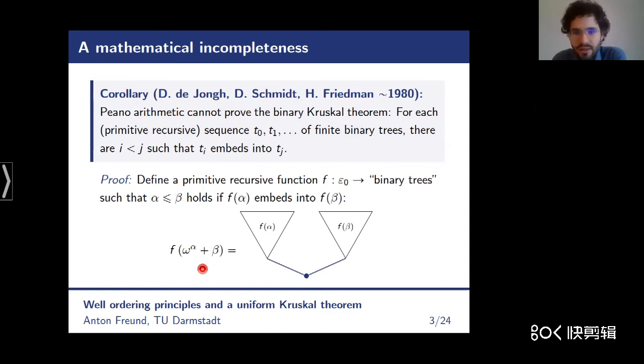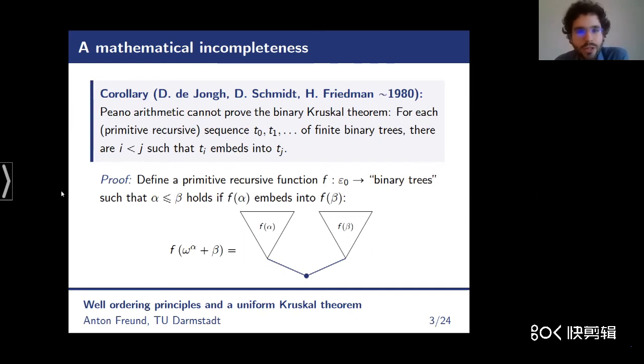And what you can check quite easily is that this map is order reflecting, in the sense that if the tree f of alpha embeds into the tree f of beta, whatever that means, I didn't give the precise definition, then the ordinal alpha will be bounded by the ordinal beta. And now we already know from Gentzen's result that Peano arithmetic cannot prove the well-foundedness of epsilon 0.